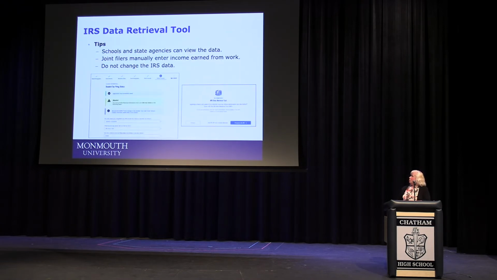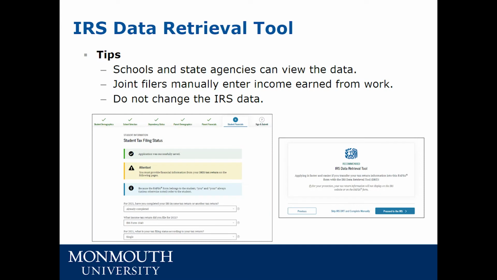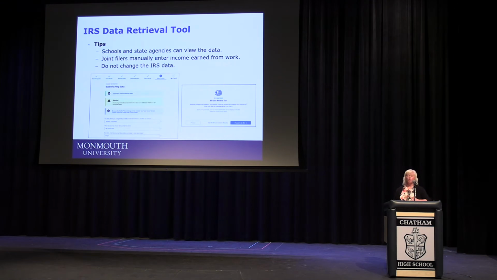Also, some things about the data retrieval tool. Schools and state agencies, we do receive your actual income figures because we need that information in order to do our jobs. If you are a joint filer with your taxes, currently what you'll need to do is fill in the income earned from work for each of you. The data retrieval tool doesn't do math, so it doesn't know from the grand total of wages for the 2 of you on the tax return who made what portion of that. So those 2 fields will be blank.